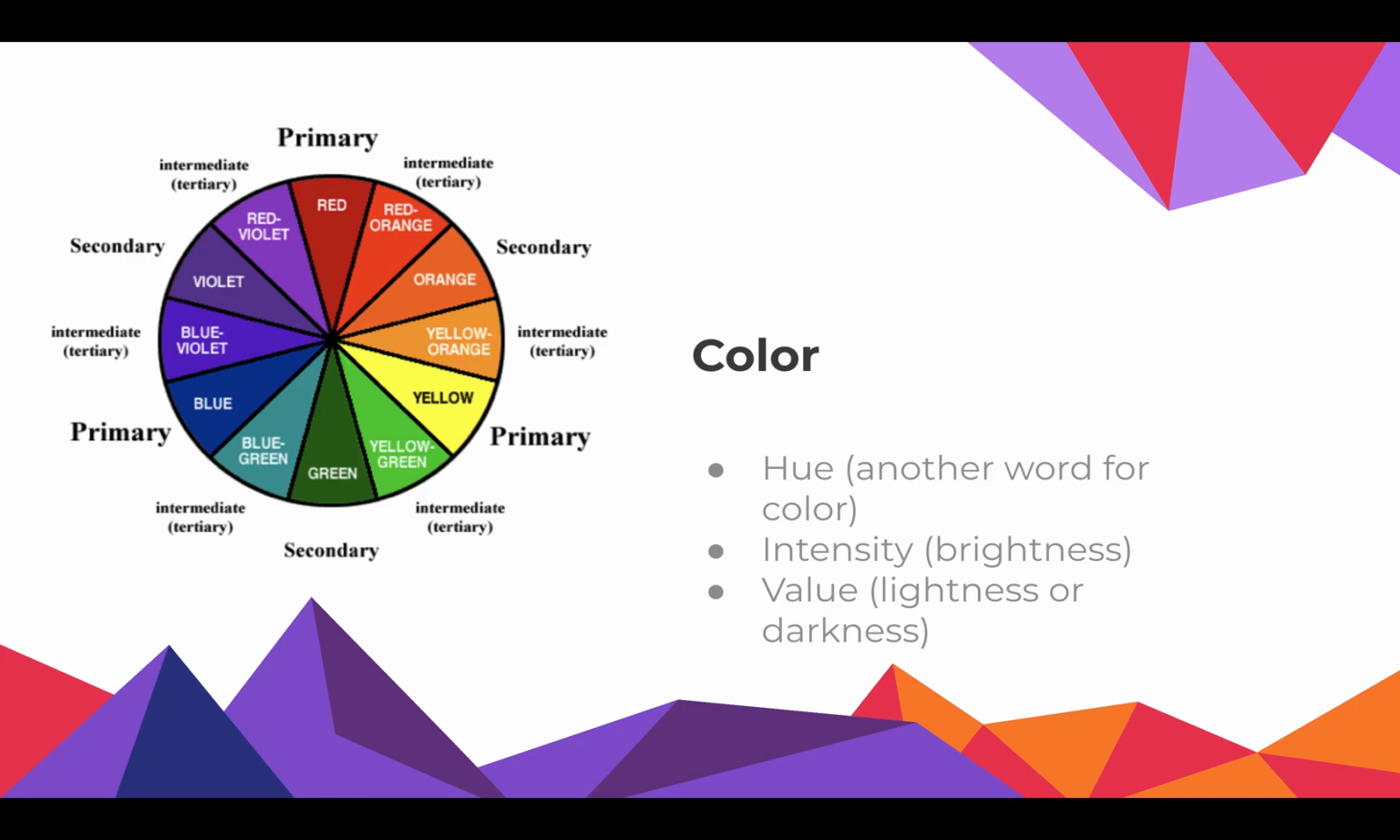Color. We will talk more in depth about color at a later time, but color is another element of design. Hue is another word for color. Intensity is the brightness of a color. And value is the lightness or darkness of a color. You need to write all three of these down.